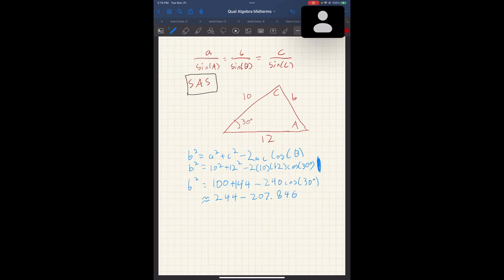And then when we do that math, hold on, I did that wrong. 244 minus 207.846 gives us about 36.154. So if b squared is about this, then b is about the square root of 36.154, which we can take that square root in our calculator, and this rounds to about 6.013. So now I know side length b is 6.013.